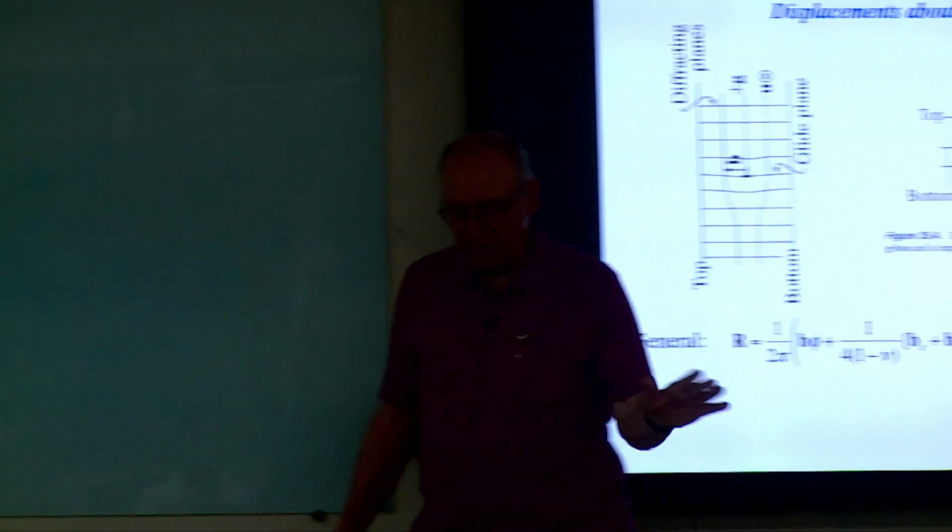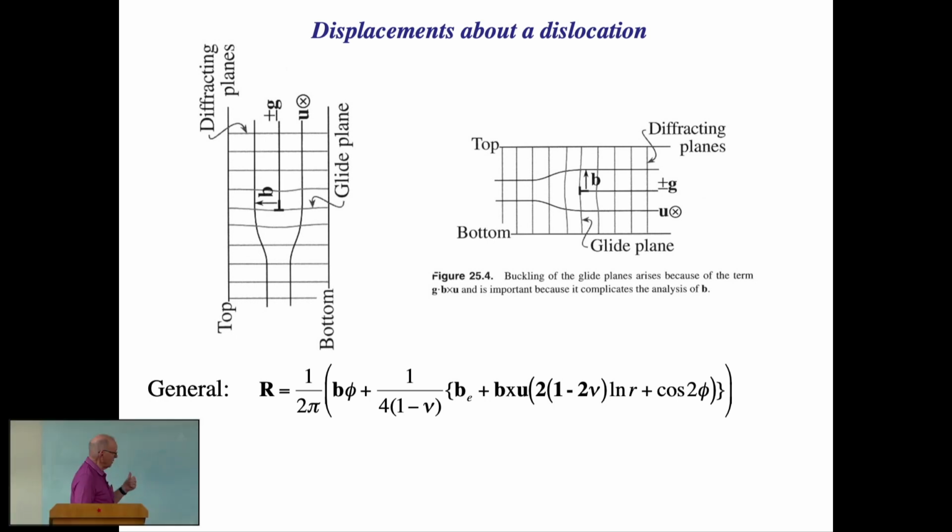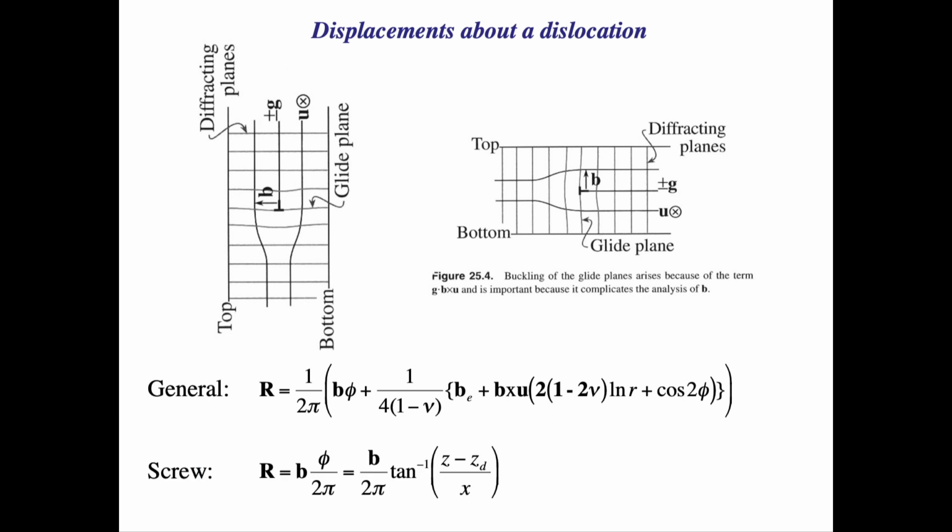And in a screw dislocation, we don't have that. We just have the displacements parallel to the Burgers vector. So that's just a general view here, that we have the Burgers vector and then this B cross U term contribution. And the screw will be much more simple than that. It's just parallel to the Burgers vector.